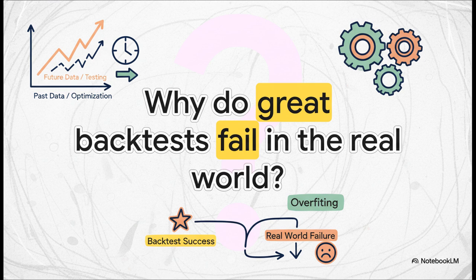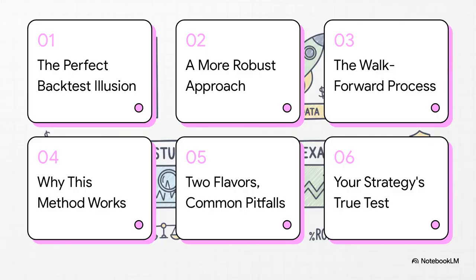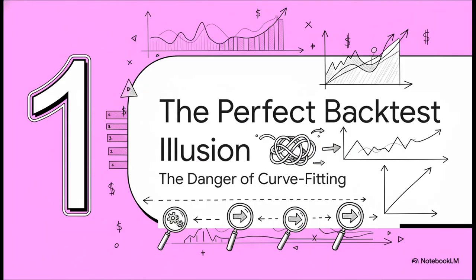So what happened? Here's the game plan for today. First, we're going to pull back the curtain on that perfect backtest illusion. Then, we'll introduce a much better way to do things. We'll go through the process, step by step, and really dig into why it's so effective. We'll also cover the different ways to do it, some common mistakes to avoid, and then wrap it all up. Okay, let's get right into it.